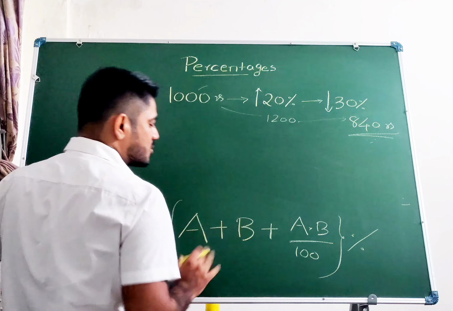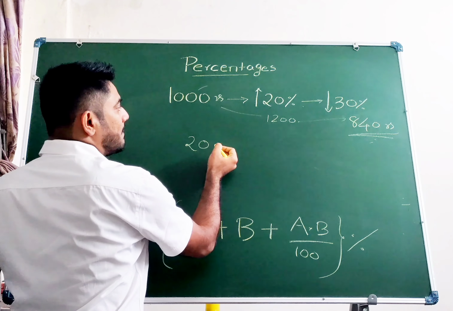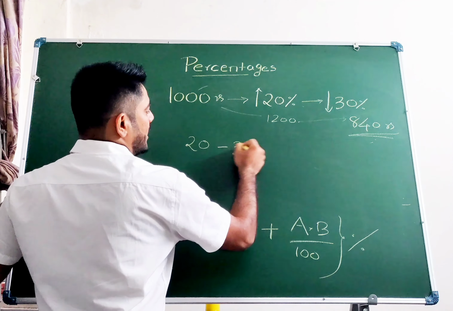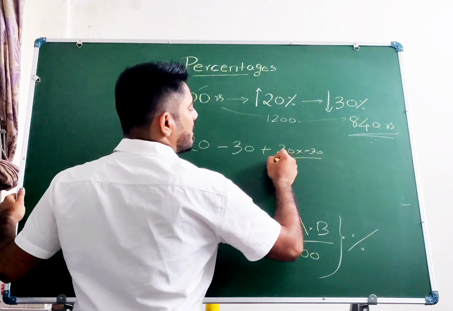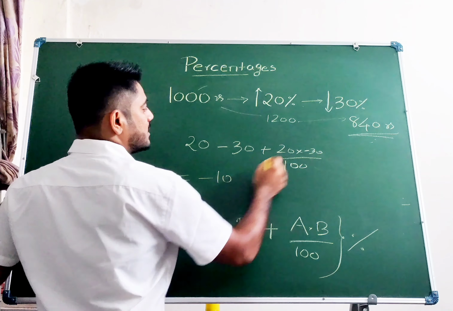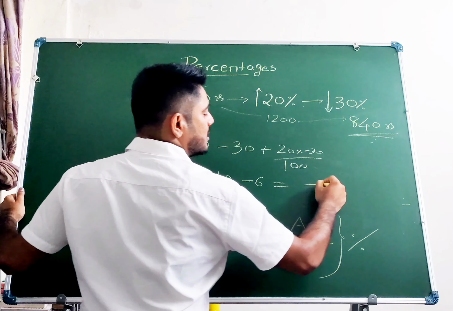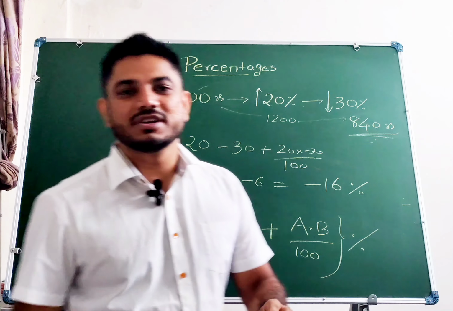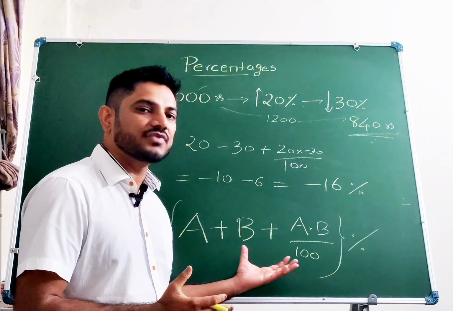Let us check using this formula. A would be 20, but then B would be minus 30 because it is a decrement. So 20 minus 30 plus 20 into minus 30 divided by 100. This is minus 10, 2 into 3 is 6, and it will be minus 6. Minus 16%, clearly a 16% decrement, and that is my final value. So this is how you use this formula.